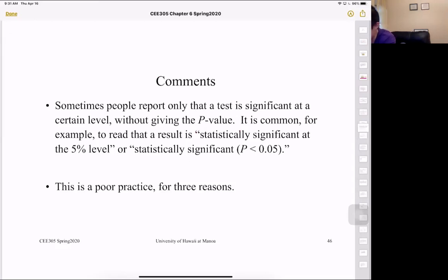Sometimes people only report that a test is significant at a certain level, but without giving the p-value. This is not a very good approach. We should always give the p-value. There are some reasons why this is bad practice.